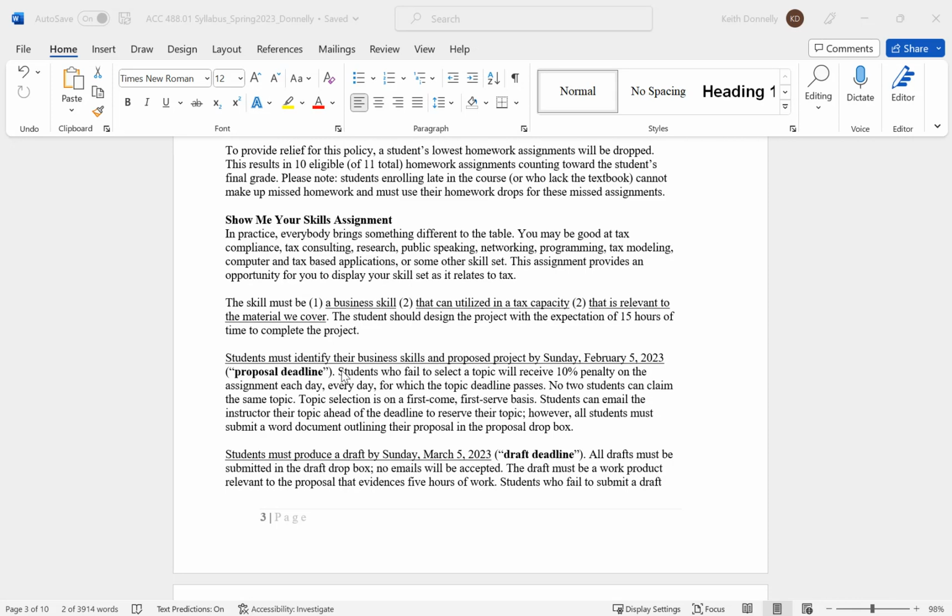And essentially what you need to do here is identify a business skill. It could be one of the above, or one that you independently think of that can be utilized in a tax capacity that is relevant to the material we cover. In other words, I'm having you do a project here. It's giving you some creative leeway to figure out how I can take my skills and apply them to what we're learning in class.